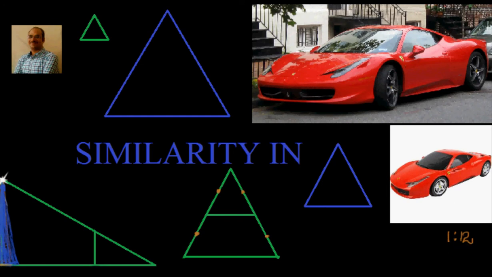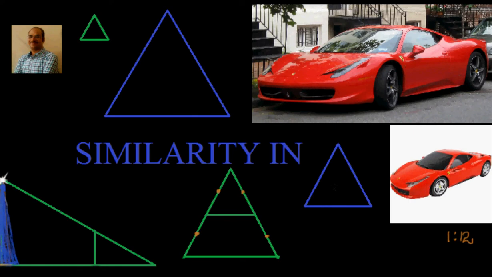The meaning is that if I take this particular toy and enlarge it by 12 times, then it becomes the same size as the Ferrari 458 Italia running car. That means the shape is the same but the sizes are different, then they are called similar.